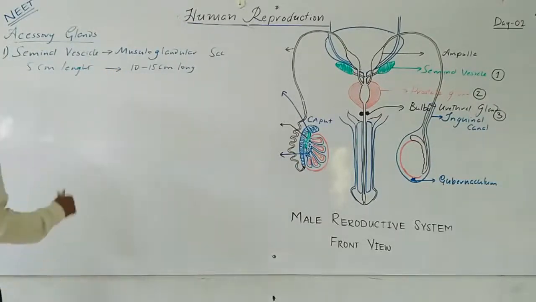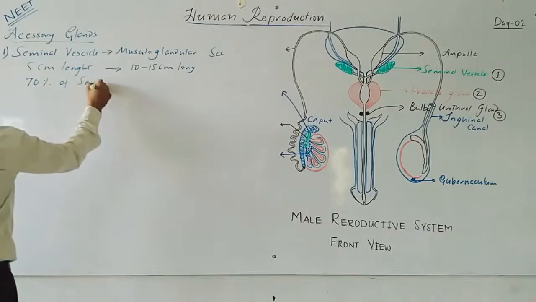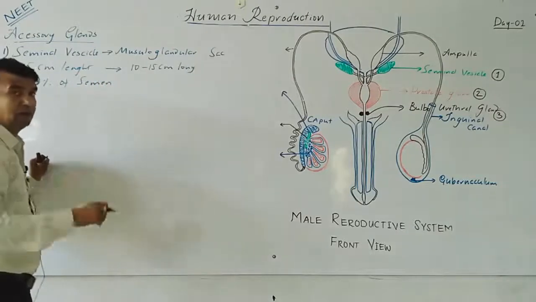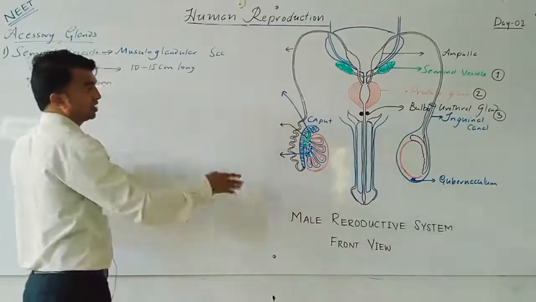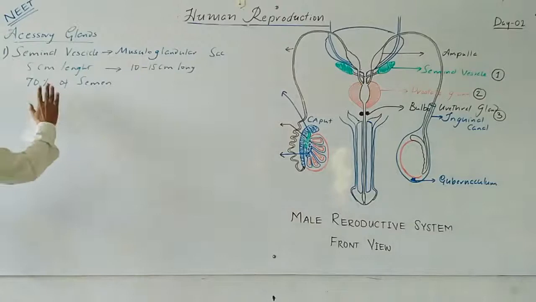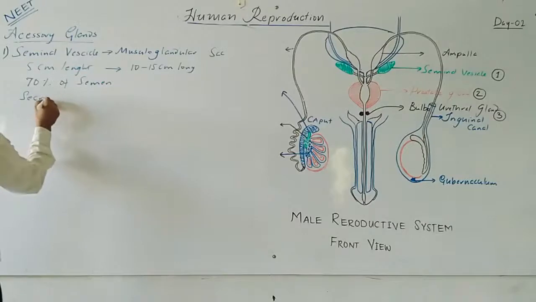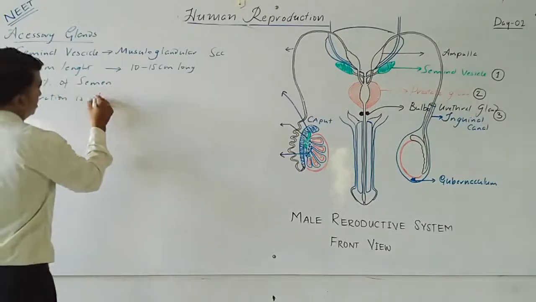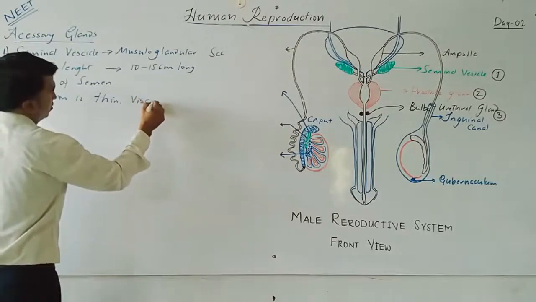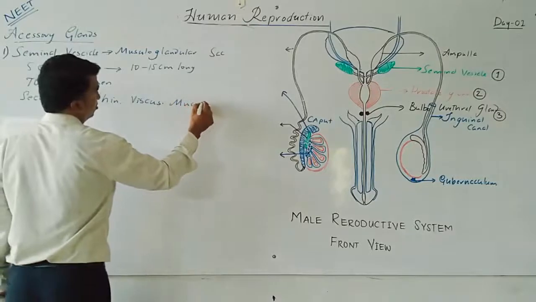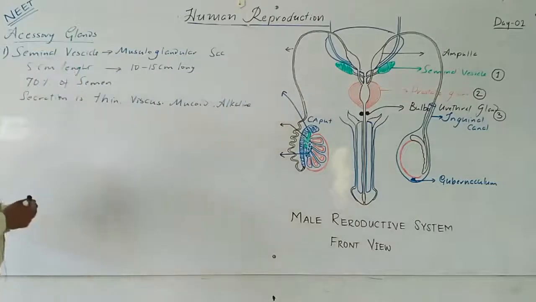When you consider the complete composition of semen, 70% of semen is made up of seminal fluid. The remainder is the secretion of the prostate gland, bulbourethral gland, and even the accessory ducts. So the secretion is thin, a little bit viscous, mucoid, and slightly alkaline in nature.